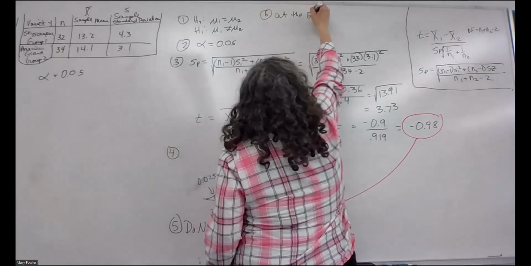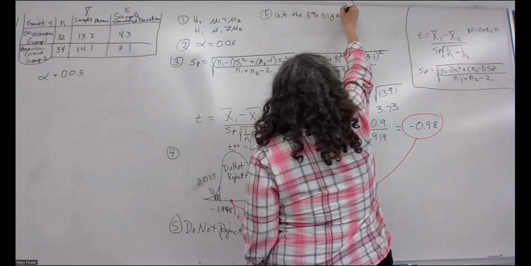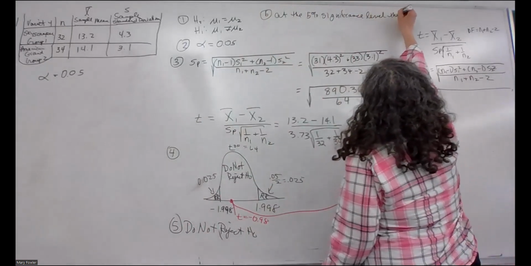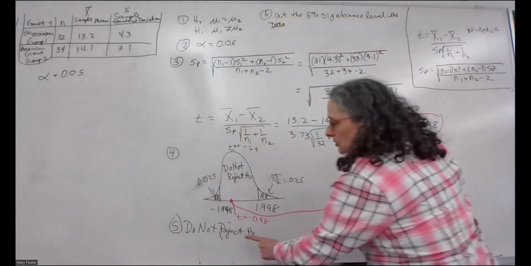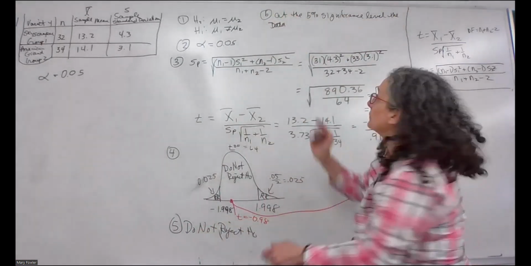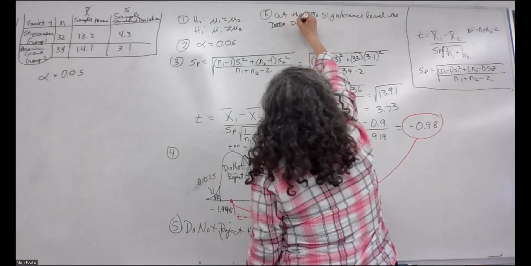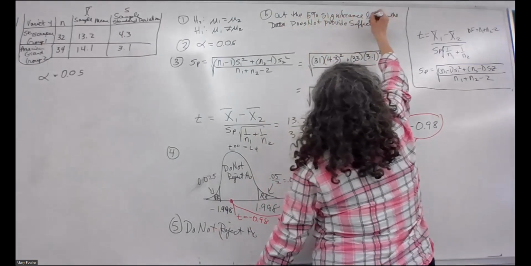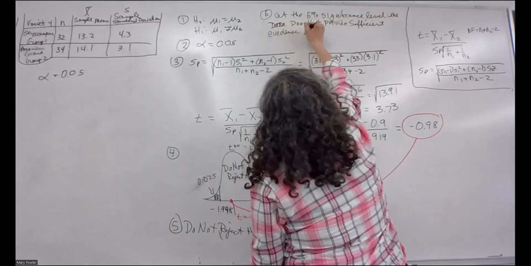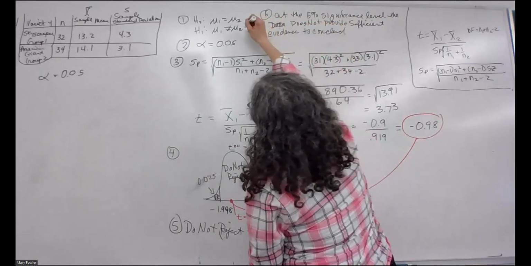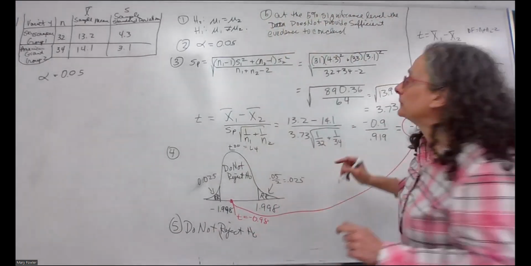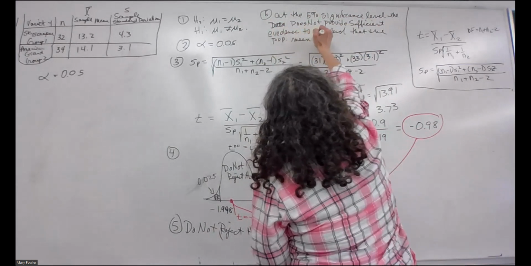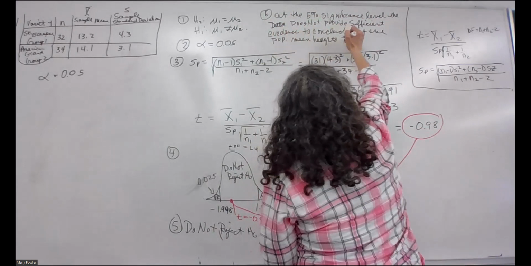At the 5% significance level, the data does not provide sufficient evidence to conclude, and this is what we want to conclude right here, that the population mean heights are different.